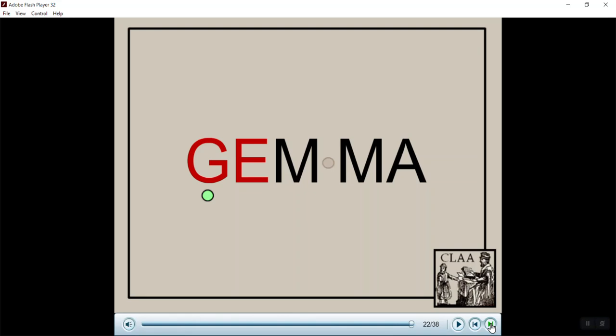Here's a word that begins with the letter g. In classical Latin, we would read this word gemma. Do you hear the hard g sound? Gemma. In church Latin, this sound changed. Because the letter g is followed by the sound e, we would read this word gemma with a soft j sound. In classical Latin, it would be gemma. In church Latin, it's gemma.